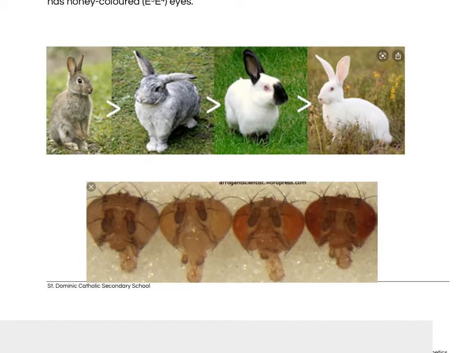So in today's lesson, we're going to talk about a phenomenon in genetics called multiple alleles. When we talked about Mendelian genetics, we saw that there were only two phenotypes: the dominant phenotype and the recessive phenotype. For example, you could have either a tall plant or a short plant, either yellow seeds or green seeds.